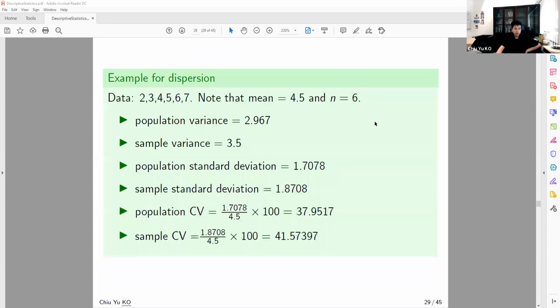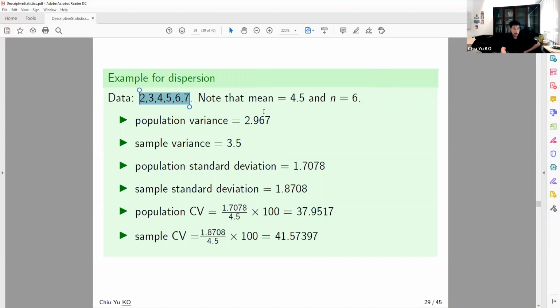Let's look at this example, then we will break. So the data we have is 2 to 7. The mean is 4.5, actually the same as the median. In this case, every value is a mode, with 6 data points.